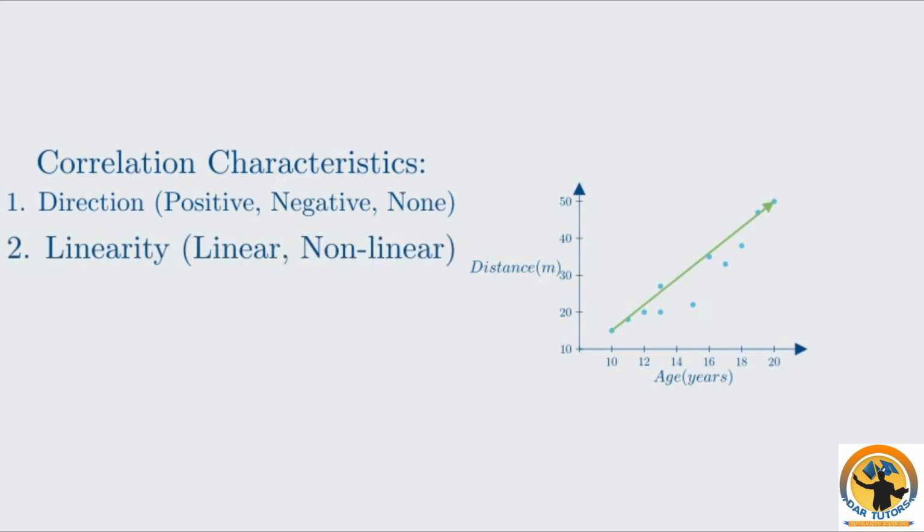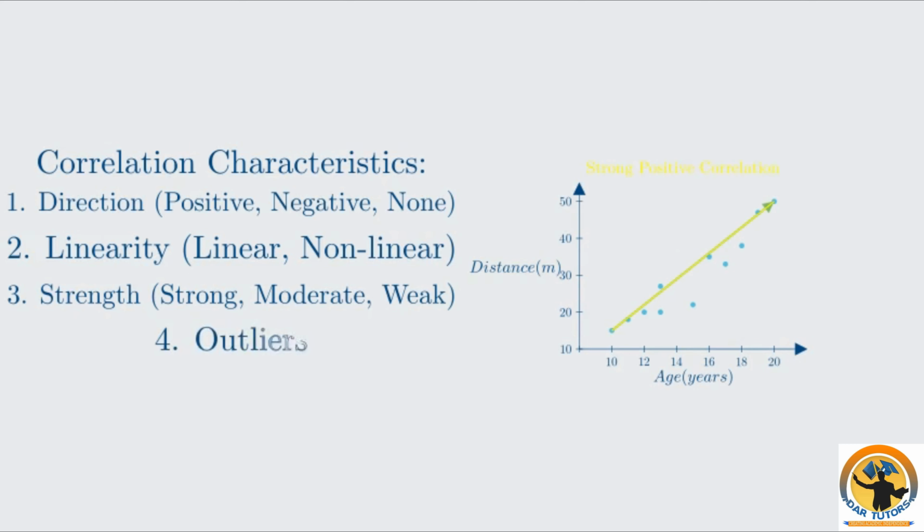Second, linearity. If the points cluster around a straight line, the relationship is linear. If they follow a curve, it's nonlinear. Our discus data appears to be roughly linear. Third, strength. This describes how closely the points follow the trend. We can describe it as strong, moderate, or weak. The discus data points are fairly close to the line, suggesting a strong positive correlation. Fourth, outliers. These are points that lie far away from the general trend of the data. Our discus data doesn't have any obvious outliers.